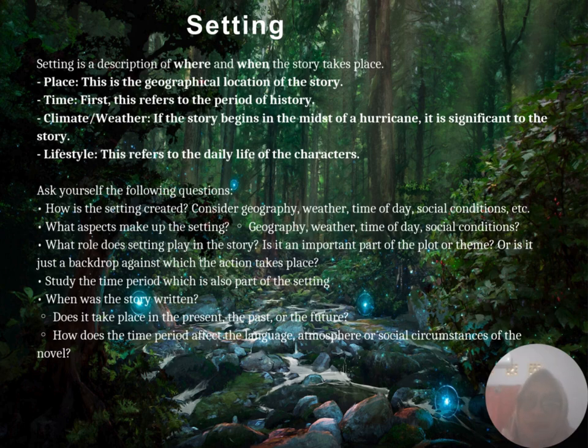However, in some novels, they don't mention the place explicitly. They sometimes make the place kind of a mystery, or sometimes the place isn't mentioned at all in the novel. So it's up to the writer actually. Okay. And then we have a time setting.